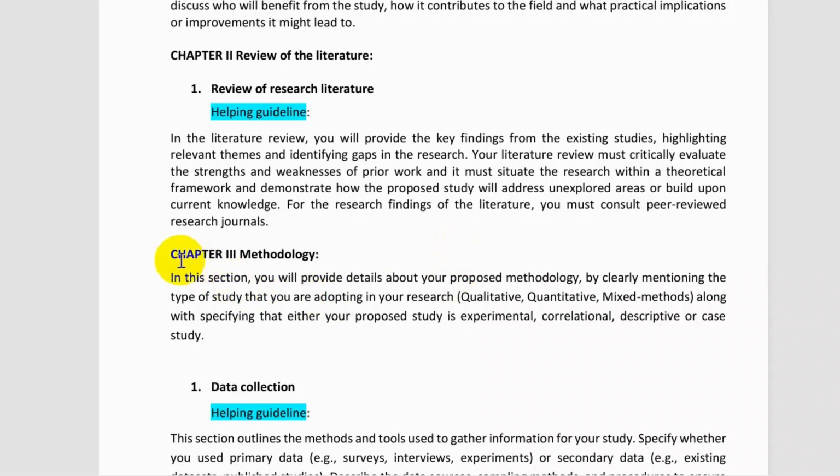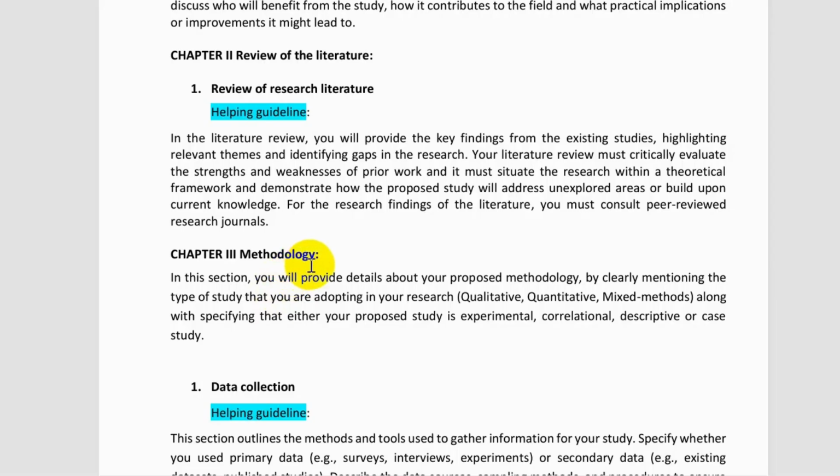Now, let's start discussing the chapter 3 methodology. So this is the section where you have to add details like how you have planned to conduct your research, stating what type of study you're adopting, whether it's qualitative or quantitative or any mixed method, and also specify the design, whether your proposed study is experimental, descriptive or case study based.